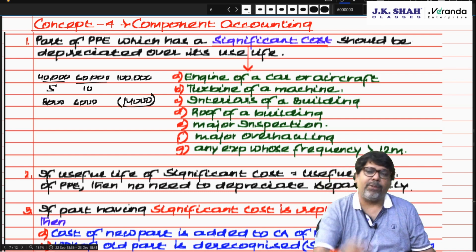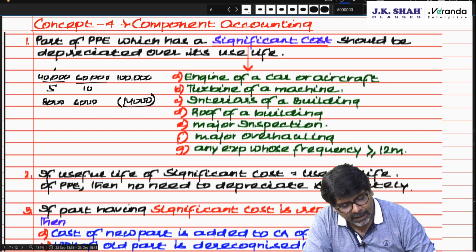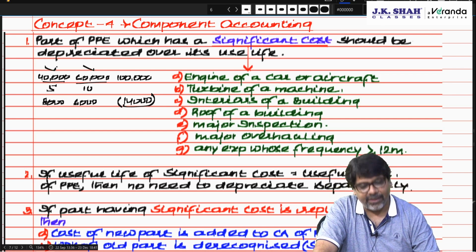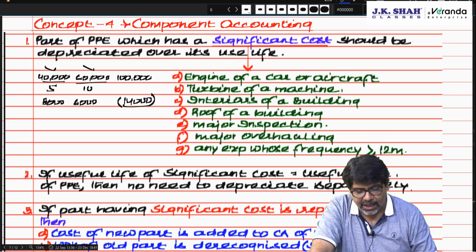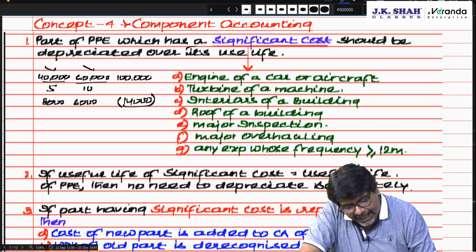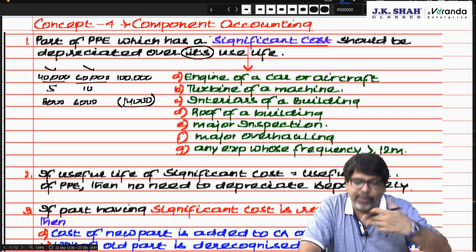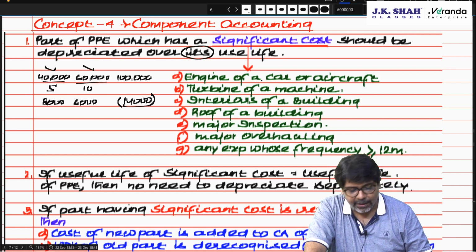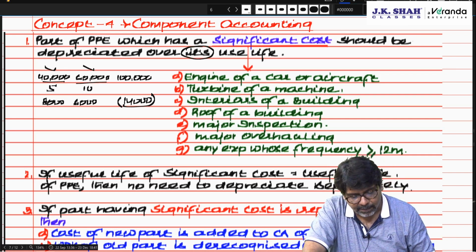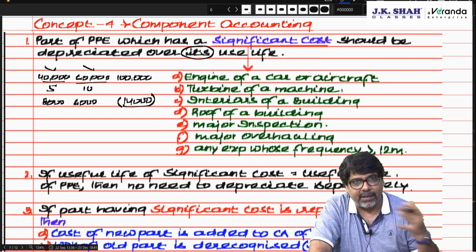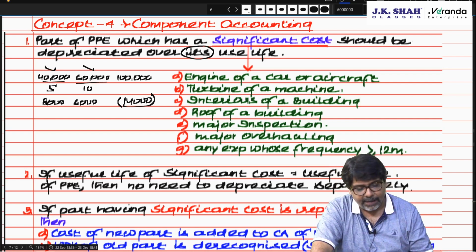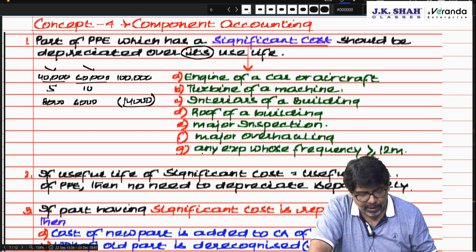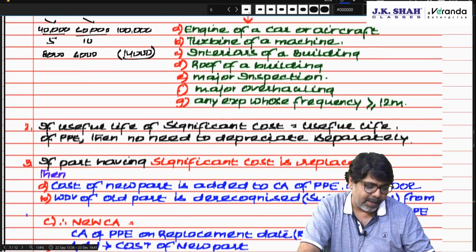So in the balance sheet you can show a total consolidated figure of the car, but while calculating depreciation it should be calculated separately, body and engine. Correct. A part of PPE which has a significant cost should be depreciated over its useful life, that is, the useful life of that part. Now chartered, the engine of a car or aircraft, the turbine of a machine, the interior of a building, the roof of a building, major inspection, I told you, major overhauling, any expense whose frequency is greater than 12 months.